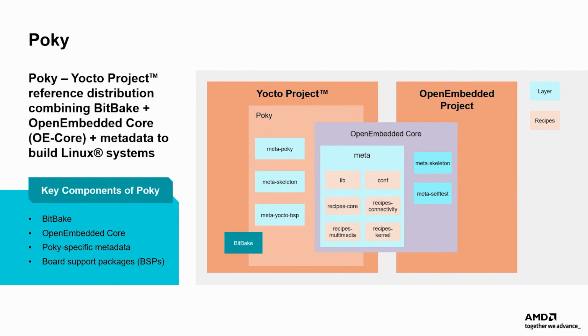Poky is the reference distribution of Yocto Project. It provides a ready-to-use build system based on BitBake and OpenEmbedded, helping developers create custom Linux distributions for embedded devices. It is not a full Linux distribution, but a framework to build custom embedded Linux systems. Poky includes example configurations, recipes, and tools for testing. Poky consists of several key components that play a crucial role in the software building process.